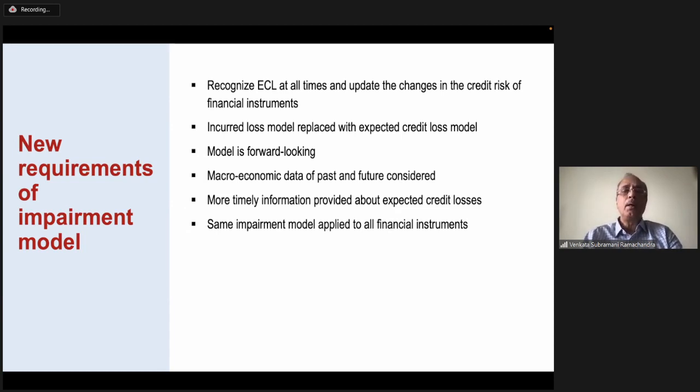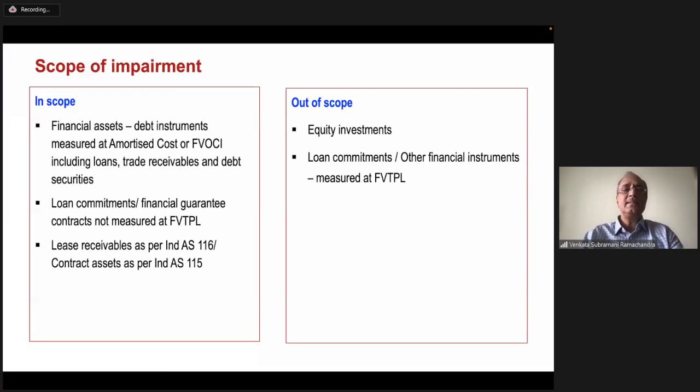And this model is applicable for all the financial instruments, for all financial assets. So the same impairment model is applicable. There is no different model for different types of assets. So these are, in a nutshell, the new requirements for this impairment model. As far as the scope is concerned, it covers all financial assets. It covers debt instruments measured at amortized cost, which is quite obvious because these are never fair valued, because you only consider the current amount that is recoverable as against the amount that is recoverable after some time.